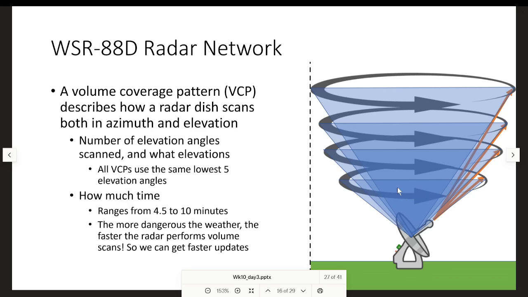Like I was talking about, in a severe weather situation, the radar will spend more time on these lower level scans, and that's just so we can get information about surface features faster, because tornadoes don't form aloft. Usually they form at the surface. So that's really where we want to get our information, so they will spend extra time in this mode where they're scanning the low levels.